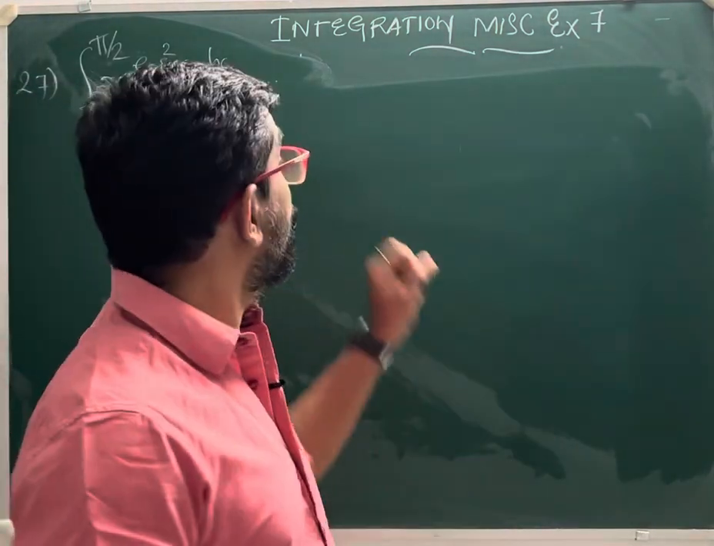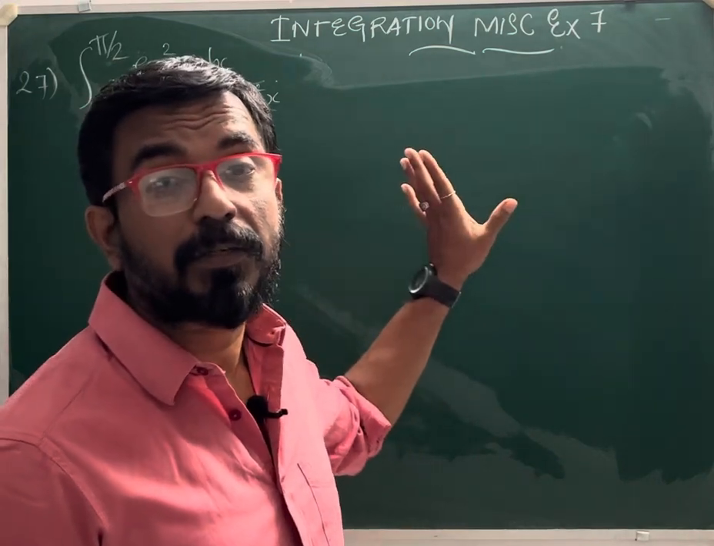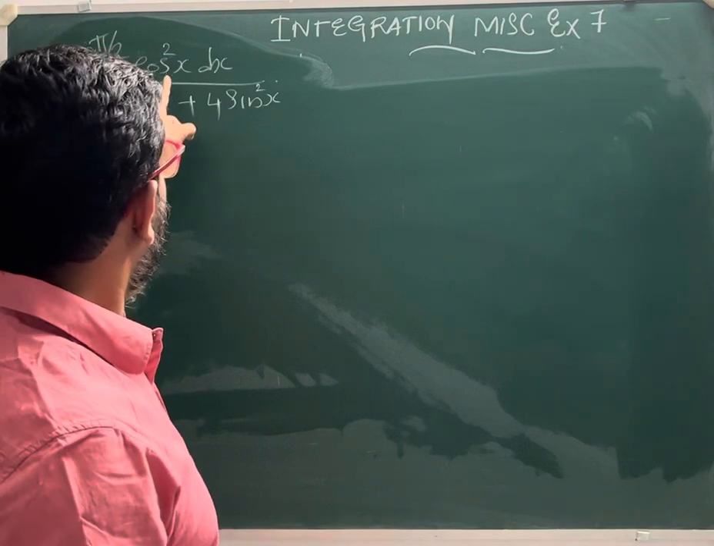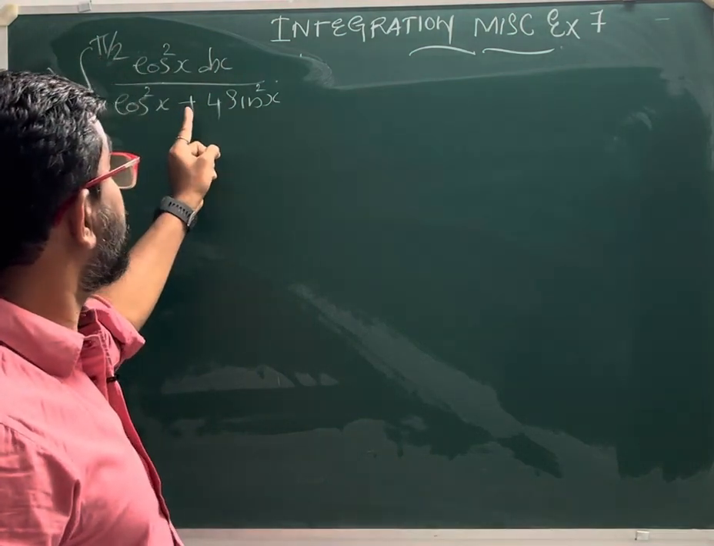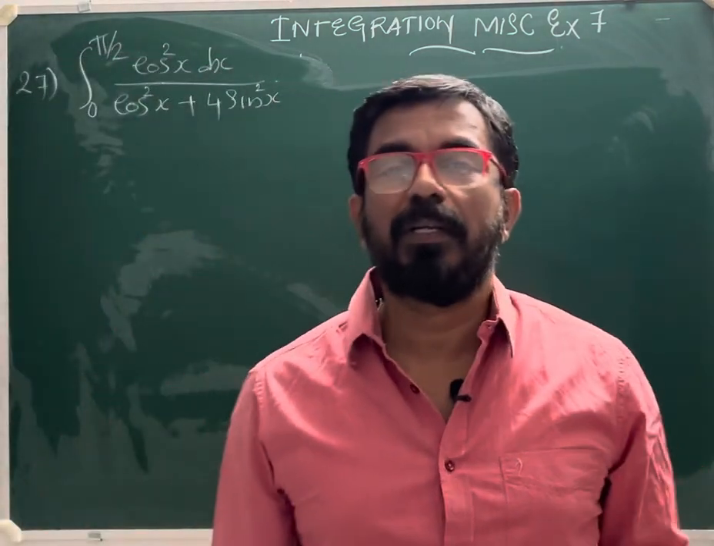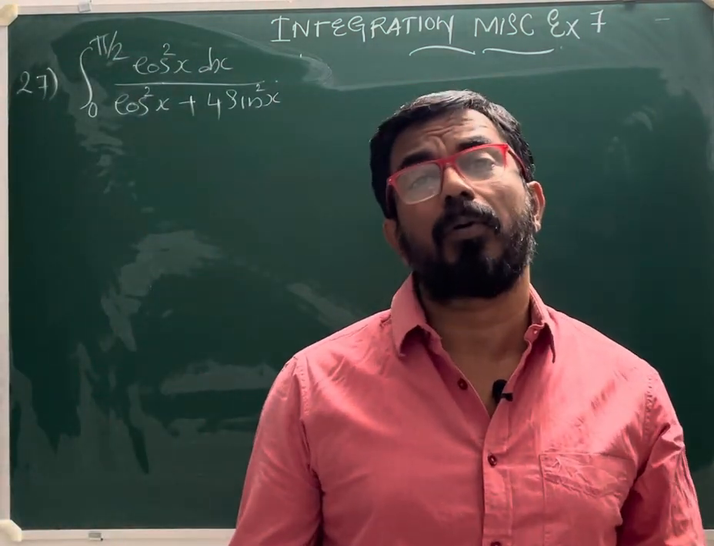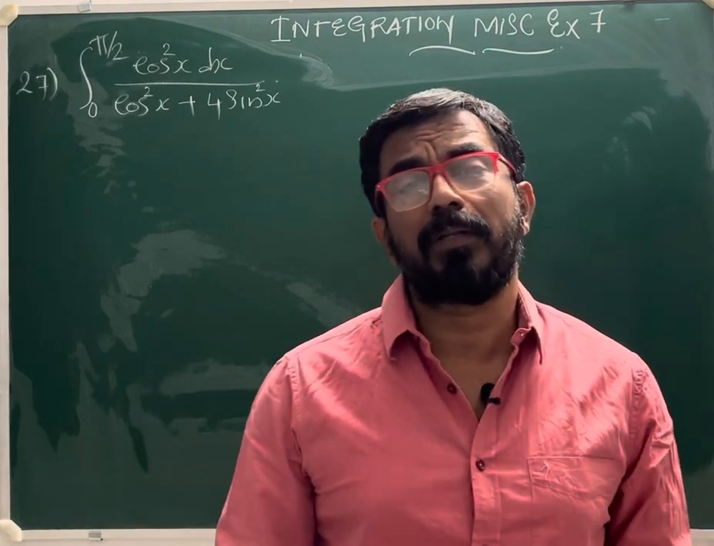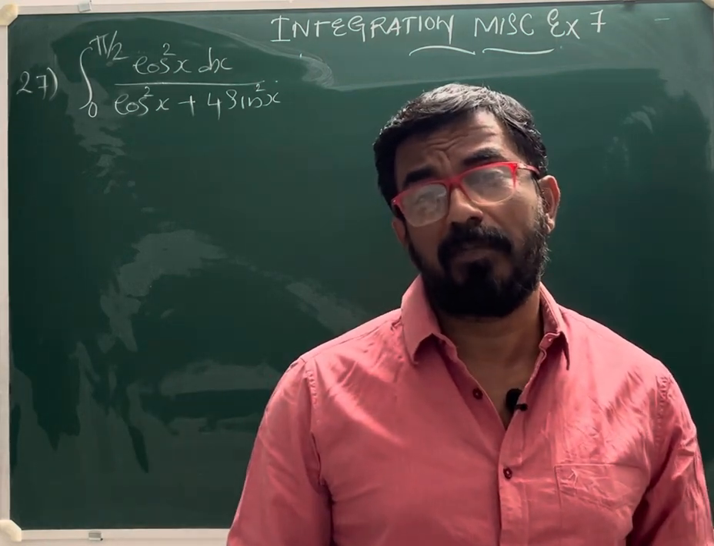Okay, so miscellaneous exercise of integration, question number 27. Integral 0 to pi by 2 cos square x dx by cos square x plus 4 sin square x. Like the previous question, if you do substitution for cos or cos square or sin square, you don't get the derivative properly in the numerator. That is a problem for us.